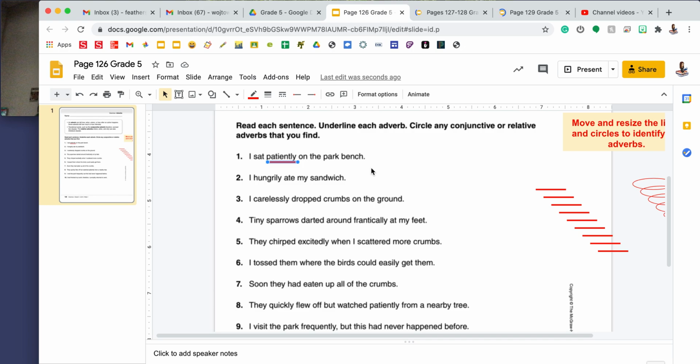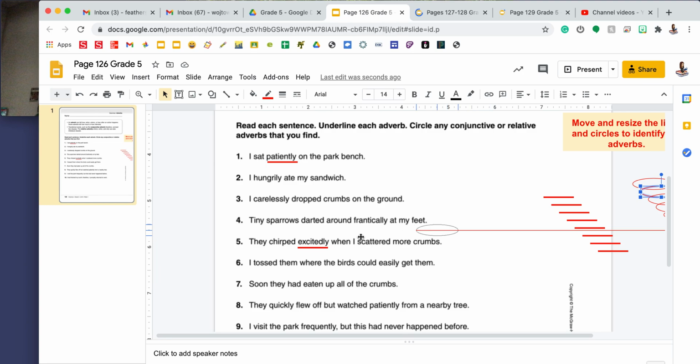I also want to look at number 5. Number 5 says, they chirped excitedly when I scattered more crumbs. First, I see the word excitedly ends in ly, and it comes right after my verb chirped. And then I see that word when. When is a relative adverb, so I need to circle it.